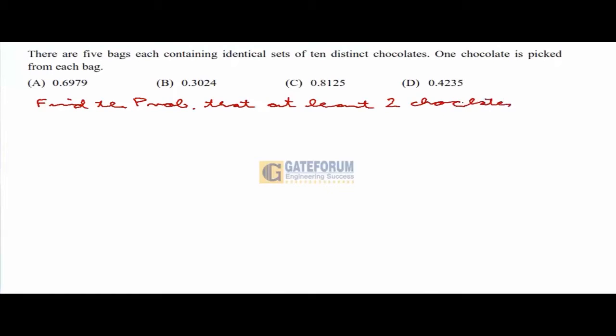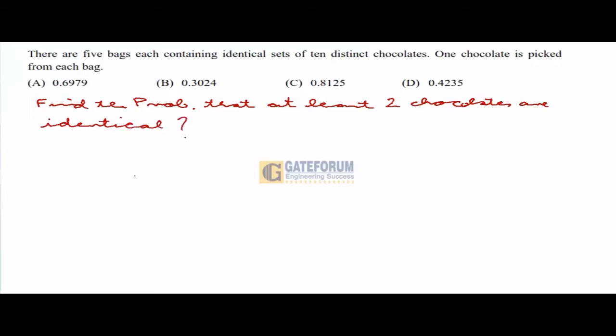Well, and we find that the question is missing. So let me tell you what the question was in GATE. The question was to find the probability that at least two chocolates are identical. This was the sum given.